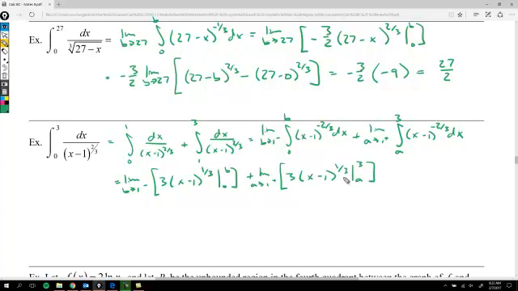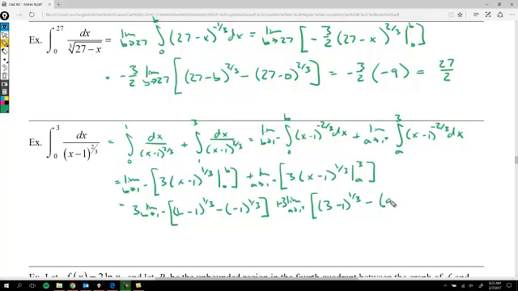Okay. Now again, I do the first fundamental theorem, and I can bring this 3 out to the front, so I'm going to do that. Okay, so that's my first one. Again, I'll bring my 3 out. And I'm just plugging in. So (3 minus 1) to the 1/3 minus (a minus 1) to the 1/3.